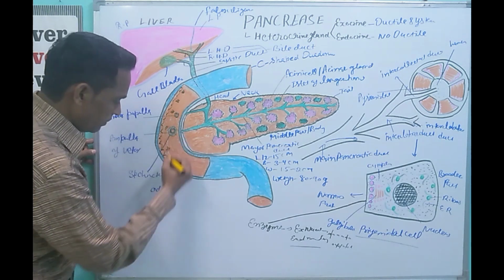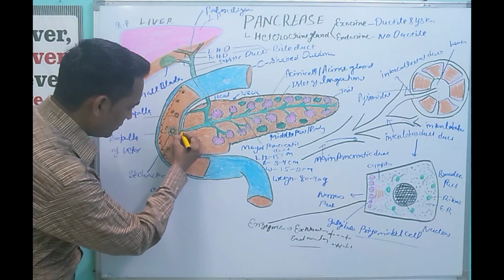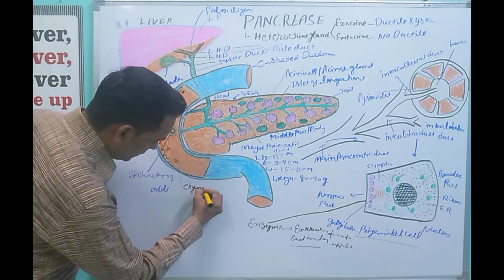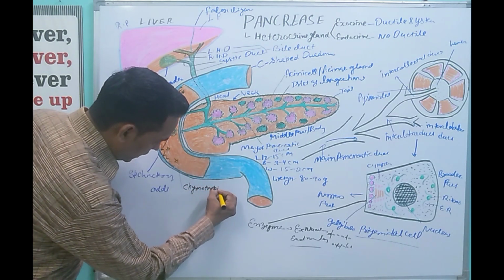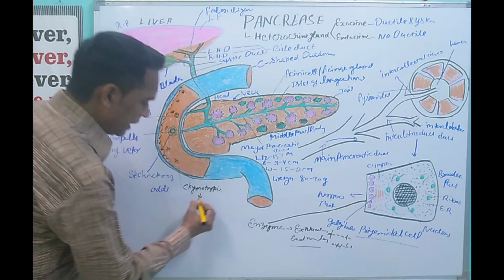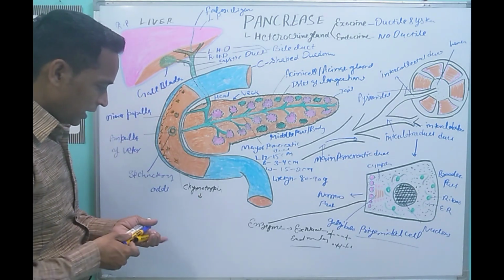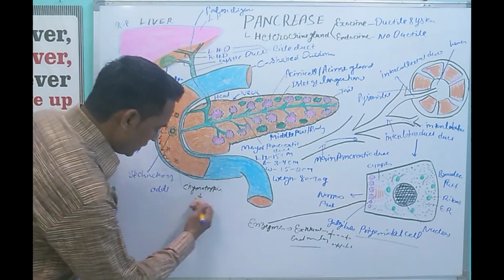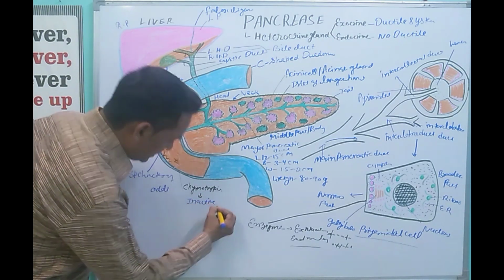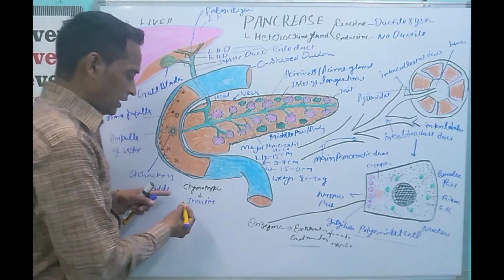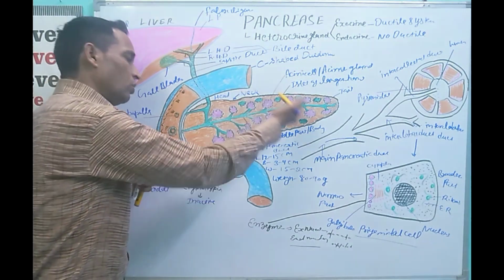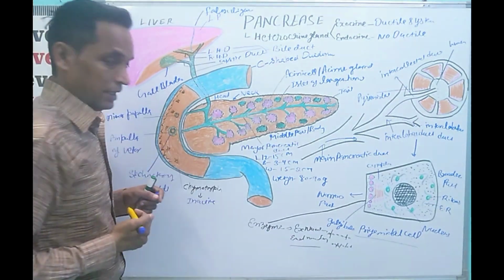Acinar cells produce enzymes. The enzyme's name is chymotrypsin. Chymotrypsin and the other different types of enzymes are in the inactive form. You know that chymotrypsin is known as an inactive enzyme. All these enzymes produced by the pancreas are in the inactive form, because if they were in the activated form, they would dissolve or destroy the pancreas.